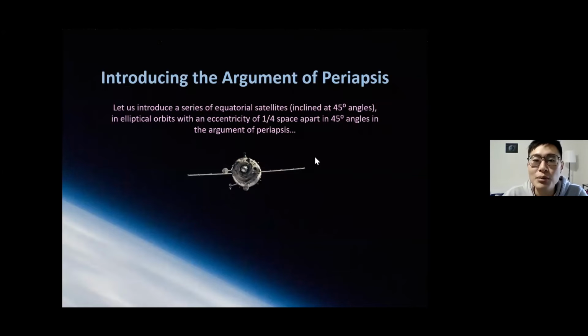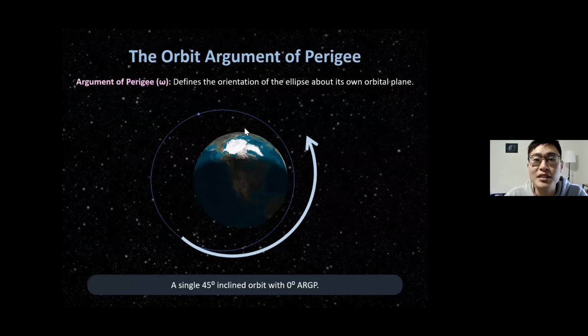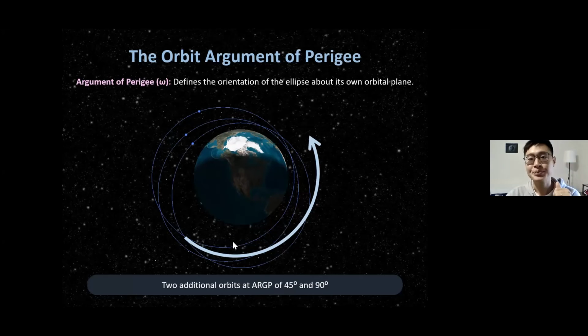So I'm going to introduce argument of periapsis, and argument of periapsis is basically just the orientation. Previously what we did was we rotated the orbit about the z-axis of the Earth. But now we're rotating the orbit about the z-axis of itself. So this is the z-axis of the orbit plane. You can think of the z-axis as pointing out of the paper, right?